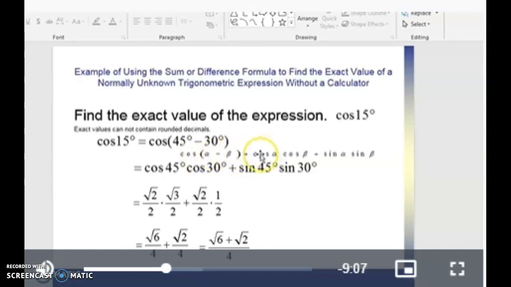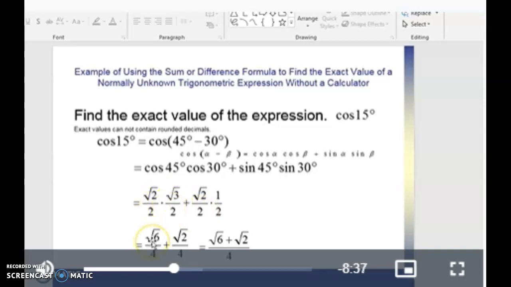So, cosine of 45 degrees, which is the square root of 2 over 2, times the cosine of 30 degrees, which is the square root of 3 over 2. Copying the addition sign from the formula. The sine of 45 degrees, which is the square root of 2 over 2, times the sine of 30 degrees, which is 1/2.